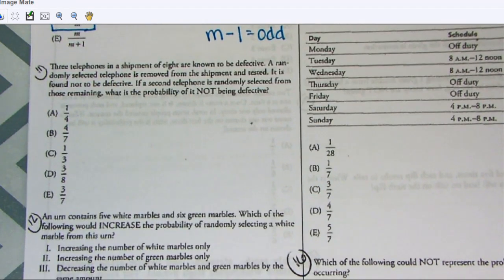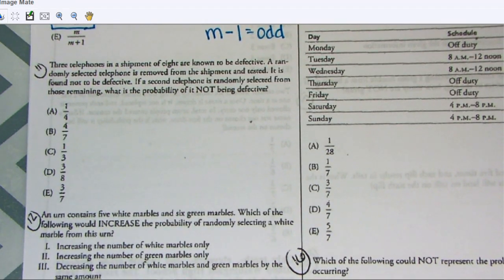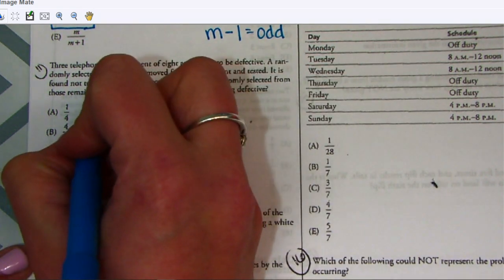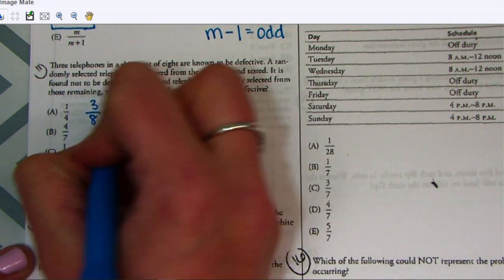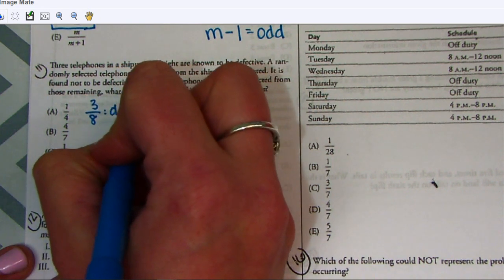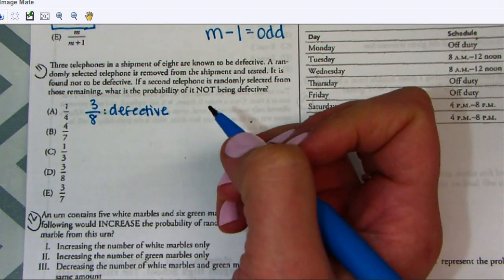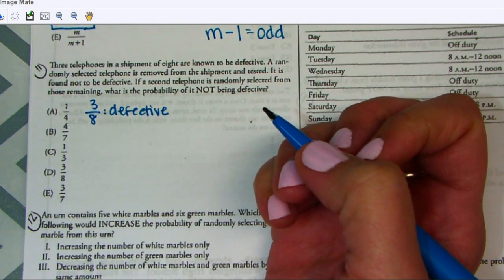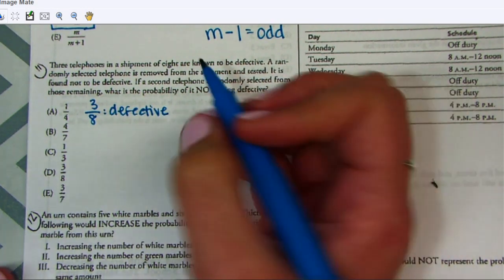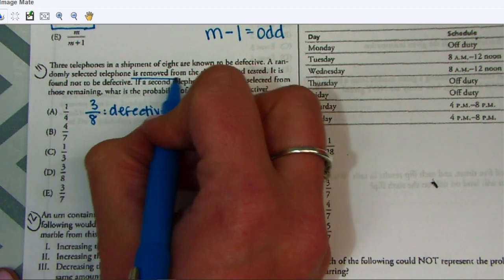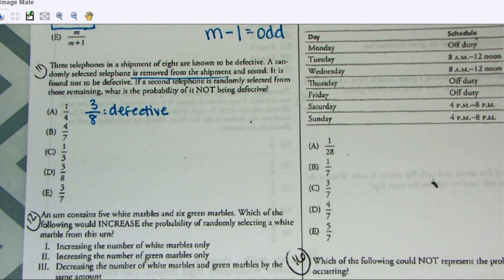Number 11, 3 telephones in a shipment of 8 are known to be defective. So let's write that down. 3 out of 8 are defective, meaning something is wrong with them. They're broken. A telephone is randomly selected and is removed from the shipment, which means we now are working with 7. It's found not to be defective.